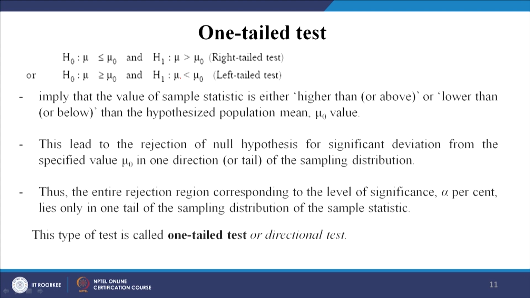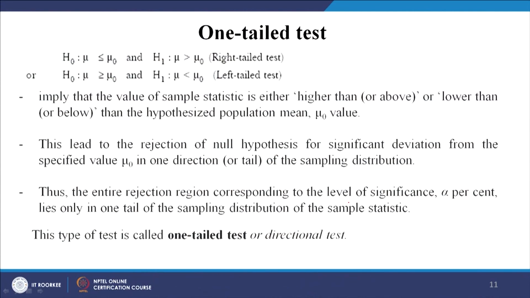So, it implies that the value of the sample statistic is either higher or lower than the hypothesized population mean, which is mu 0. This leads to the rejection of the null hypothesis for significant deviation from the specified value of the sampling distribution. This is very simple. You just need to understand whether my calculated value is falling within the limit of acceptance or falling beyond it, to this side or that side. That you have to check.